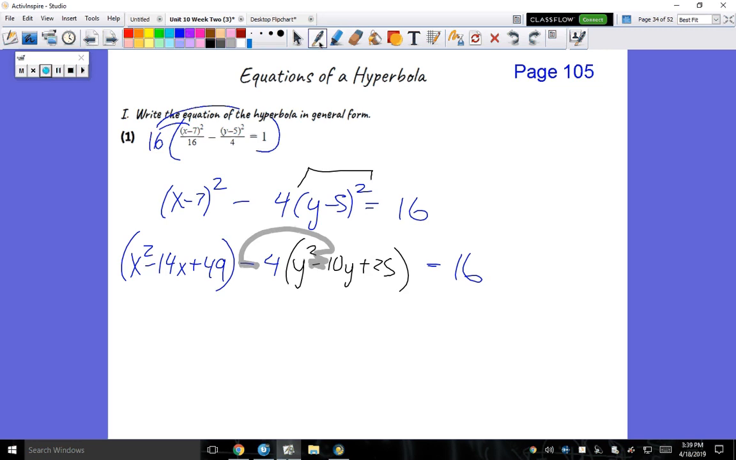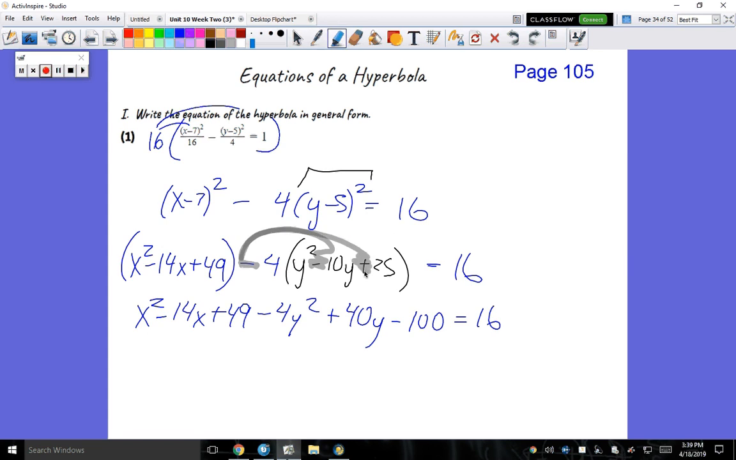When you distribute this negative, please be careful: a negative times a negative is a positive. So negative 4 times y squared is negative 4y squared. Negative 4 times a negative is a positive 40y, and then it's a negative 100, equal to 16. You have to add to the right side.